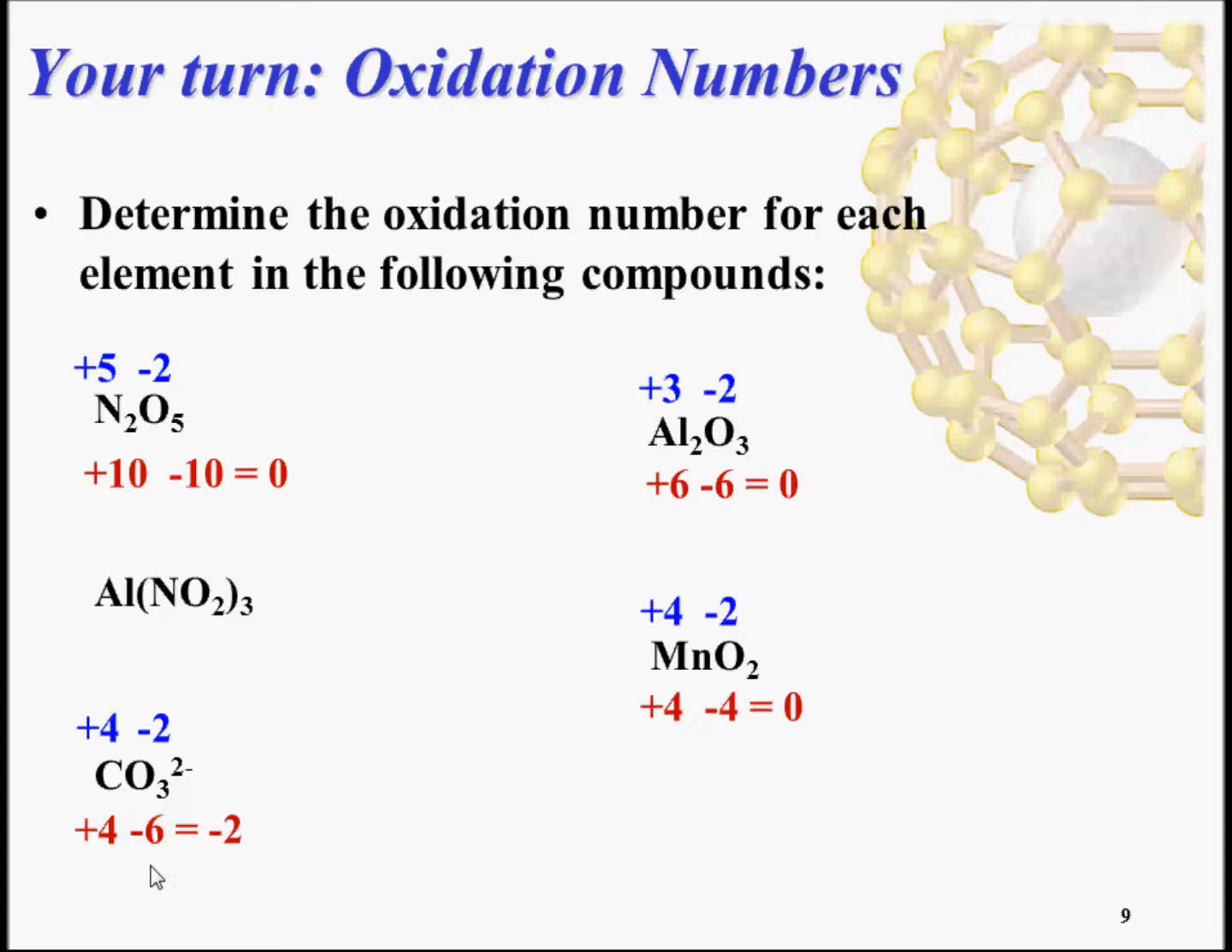The aluminum nitrite. This is an ionic compound. I know aluminum as an ion has a charge of +3. I know that nitrite is a -1 ion, so that piece of it adds up to -3.